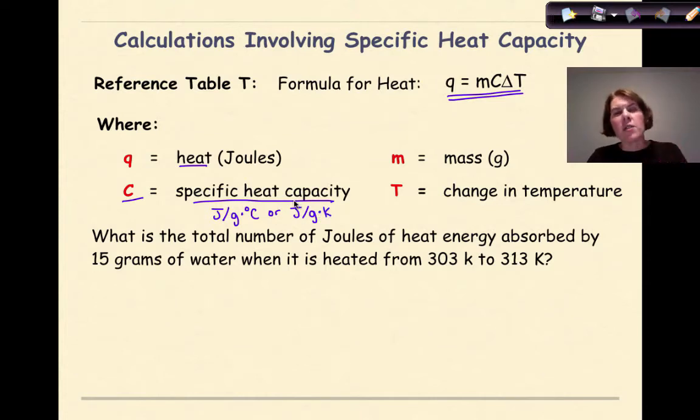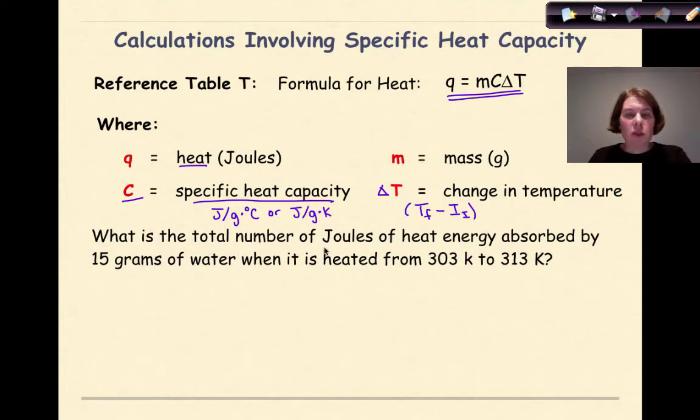Because we know raising a substance 1 degree Celsius is the same as raising it 1 Kelvin, these are pretty interchangeable. It just depends on what temperature scale you're starting with. M is mass and delta T is change in temperature. When we are given change in temperature in terms of a temperature initial and a temperature final, to find this delta T, we take temperature final minus temperature initial. We have to pay attention to that, because it's going to ultimately tell us how much energy is either absorbed or released in this reaction. So let's look at our problem here.